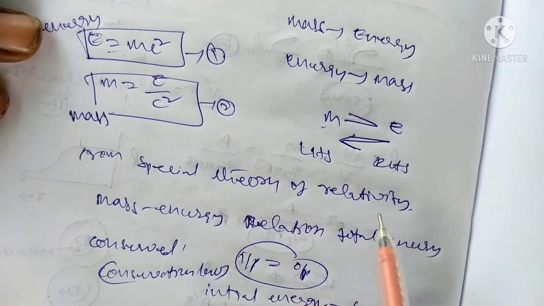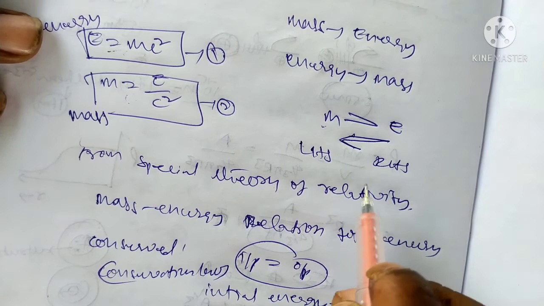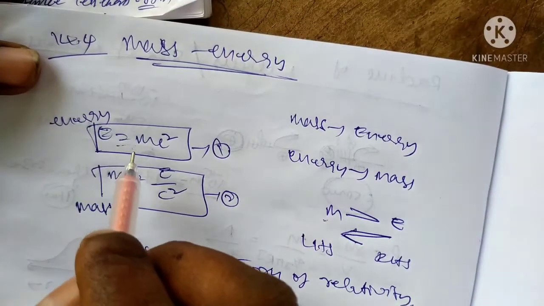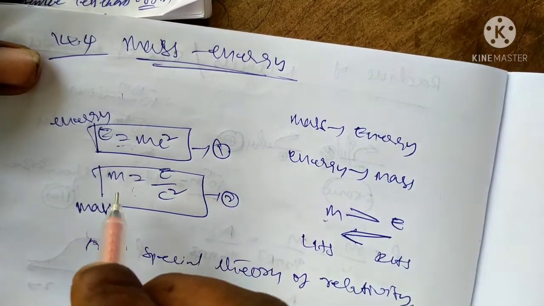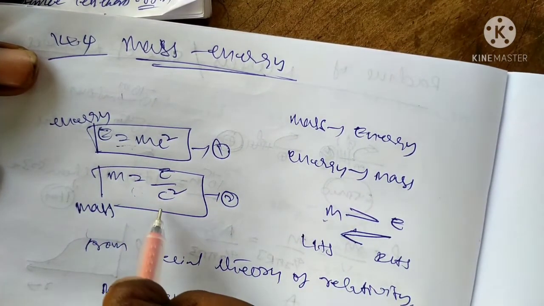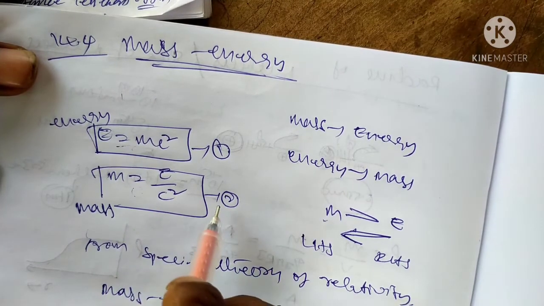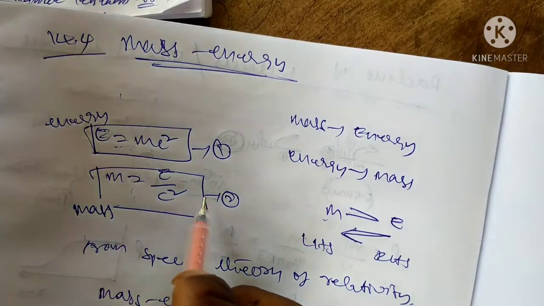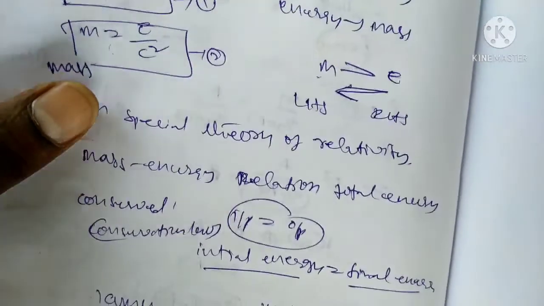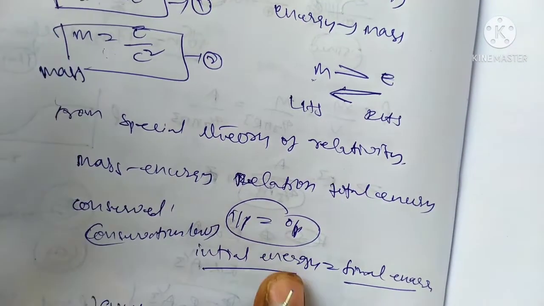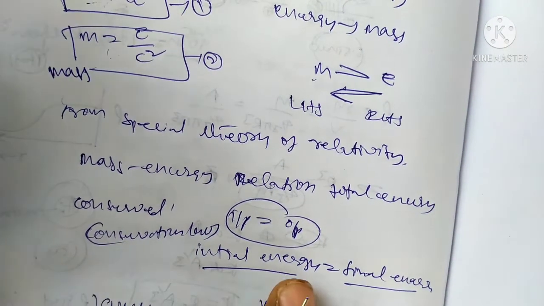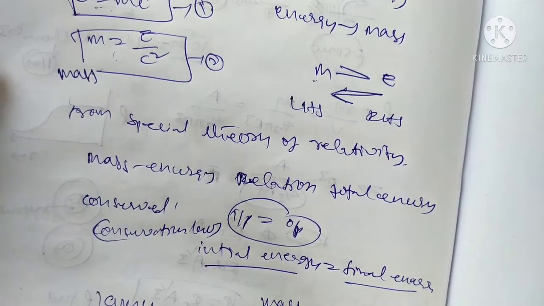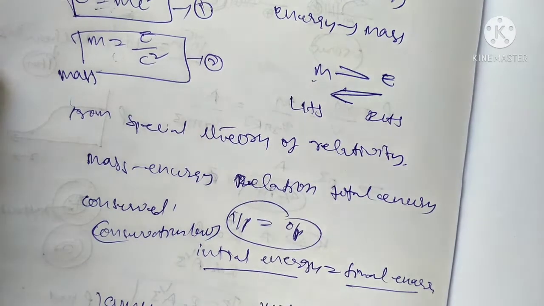Here is the law of conservation of energy. The formula E is equal to mc square is the energy form, and in the case of mass, m is equal to E by c square. Equation 1 is equal to equation 2, that is the energy conservation law. Input is nothing but output. Initial energy is equal to the final energy. Mass can be measured in atomic mass units. Energy is measured in mega electron volts.